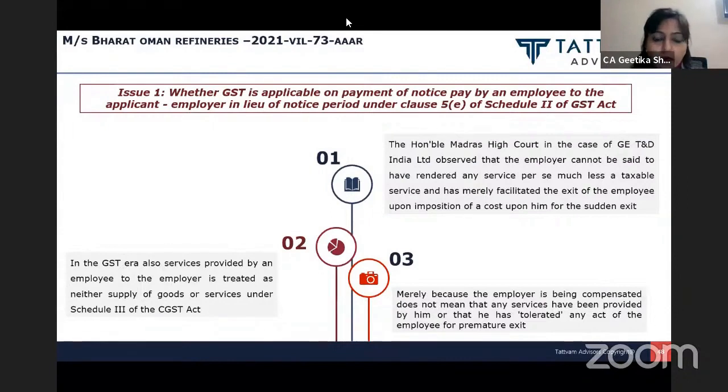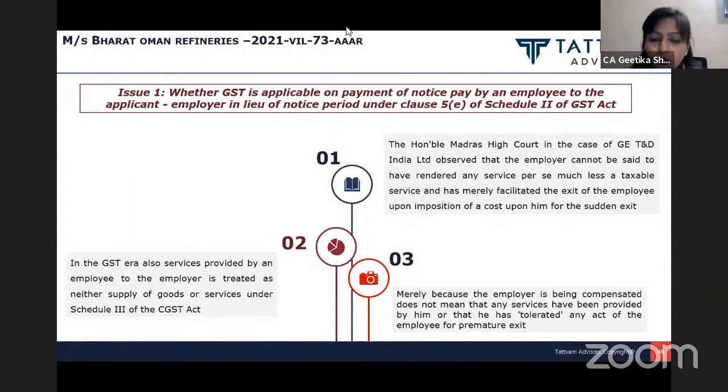This is only a condition in the contract which is put in to ensure that the employees serve their notice period and then they move, so that in the meanwhile, the employers can arrange for a substitute. So there is nothing that the employer has tolerated. It is just a damage that he has been given by the employee, and it should not be taxable.